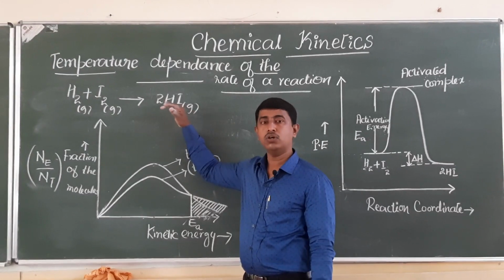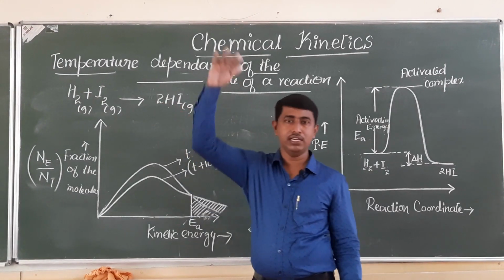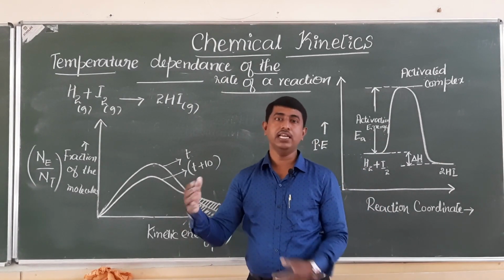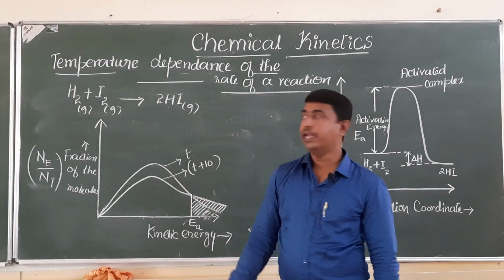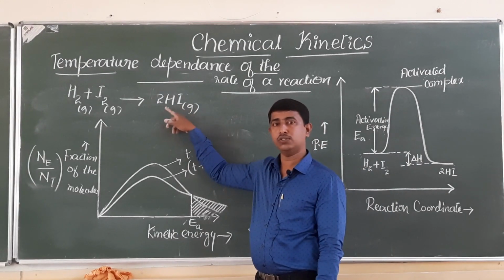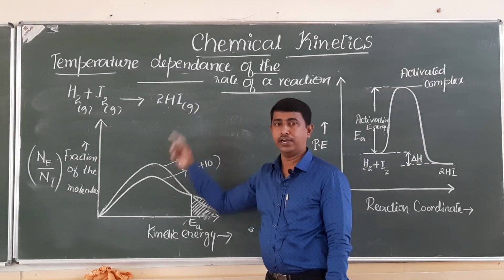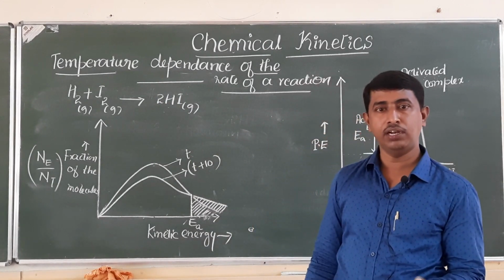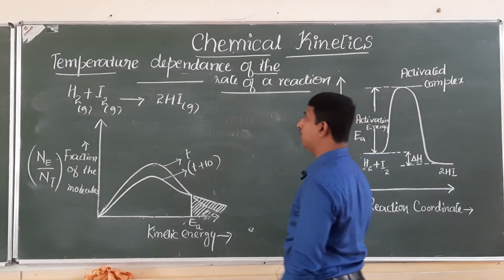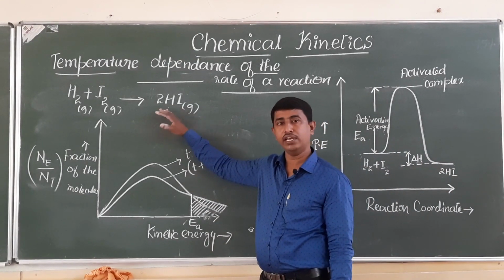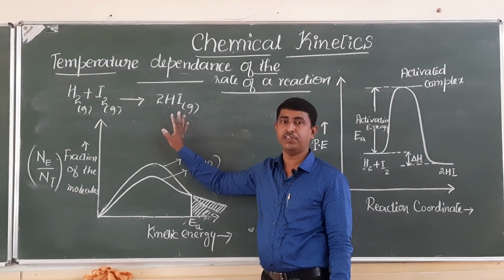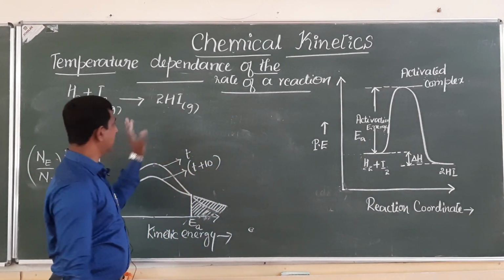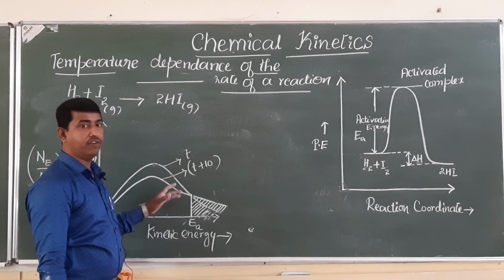The activated complex has higher energy, so it is unstable and readily undergoes decomposition to produce the products, that is 2 molecules of hydrogen iodide. During the decomposition, some amount of energy will be released. What about the delta H value? Delta H value for the reaction depends upon the nature of the reactants and the nature of the products. This is Arrhenius theory.